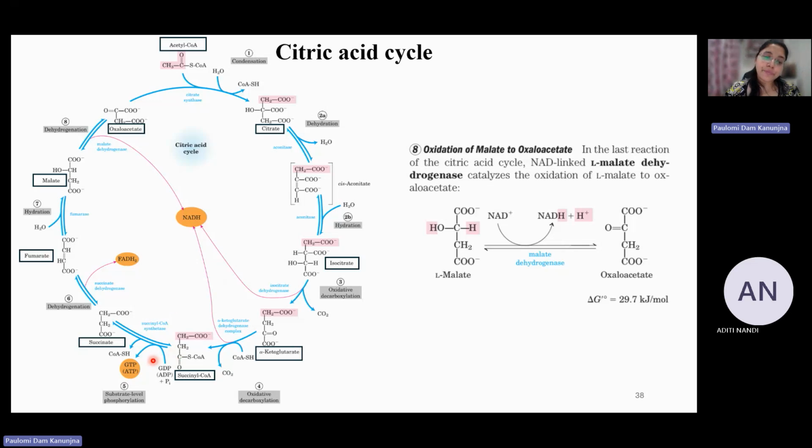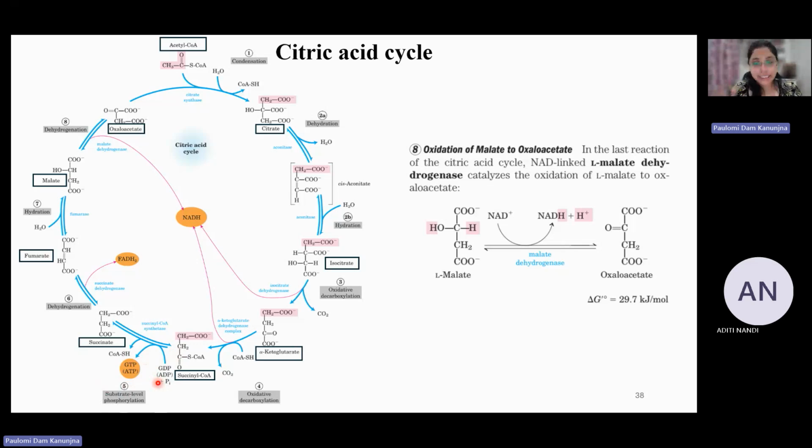Here also, you have a step where there is production of GTP or ATP. Again, we have already done this in glycolysis: if there is a production of ATP or GTP, that is called substrate level phosphorylation. But that also happens here, right? So this is what I was telling.